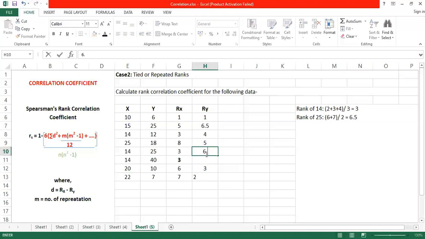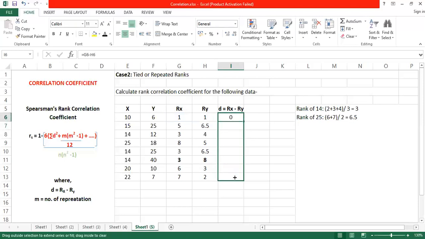This is also 6.5, right? Lastly we are left with 40. See, we had reached up till 7th rank, that means the next rank is 8, correct? So now let us calculate D. D equals Rx minus Ry. Rx is 1, minus Ry is also 1, so it is 0, right? Similarly, we subtracted all.